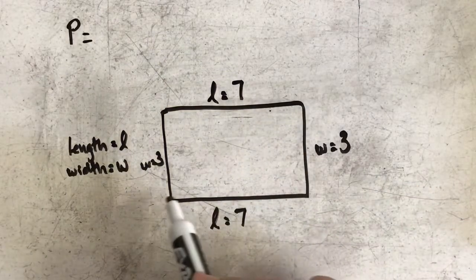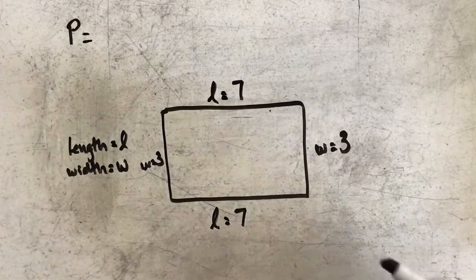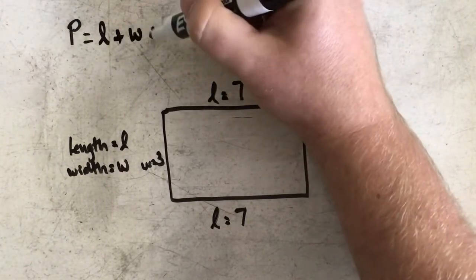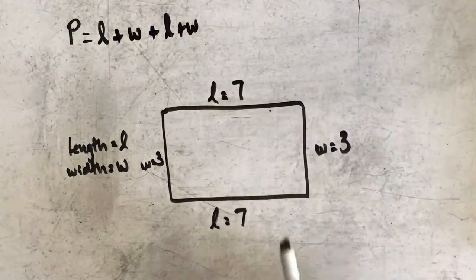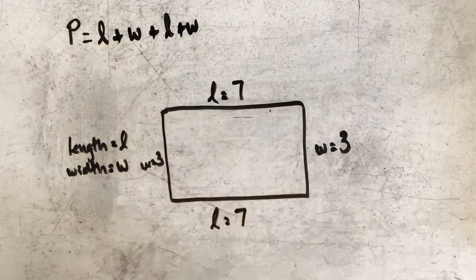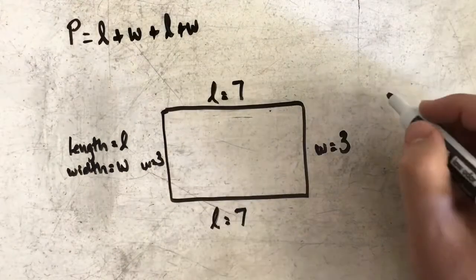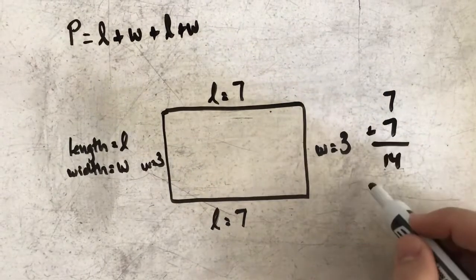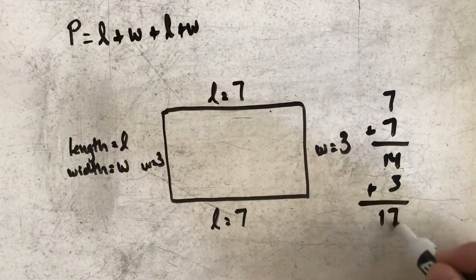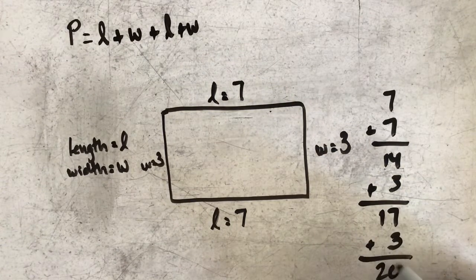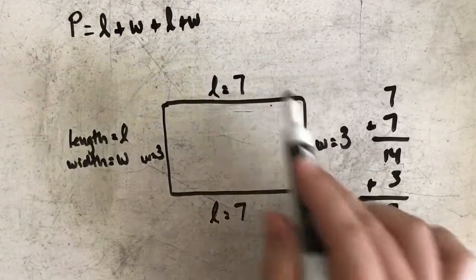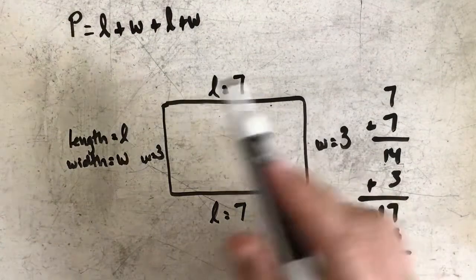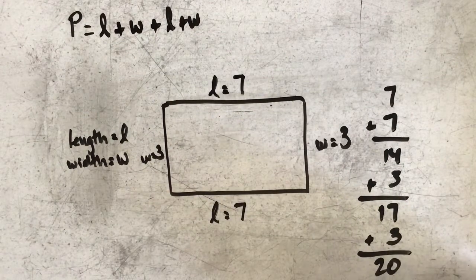But if I want to include this side and this side, my formula would look like this: length plus width plus length plus width. So again, I'm simply just adding all of these sides together. So 7 plus 7 gives me 14, plus 3 gives me 17, plus 3 more gives me 20. So I would say that the perimeter of this object is equal to 20 units. Maybe it's feet, inches, millimeters, but the perimeter is equal to 20.